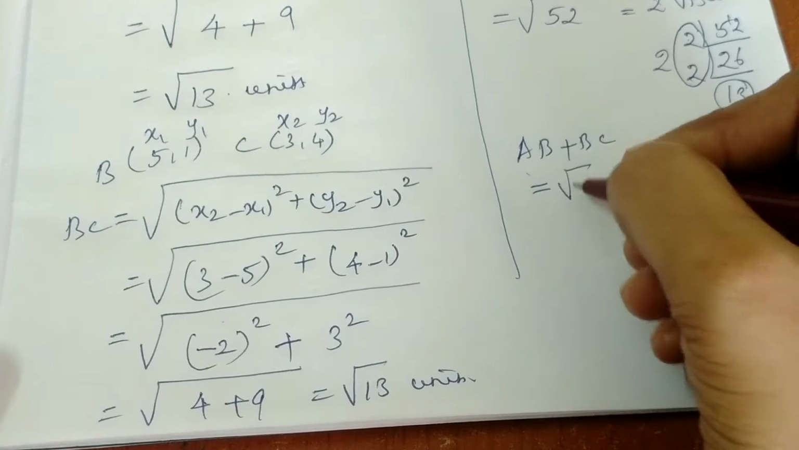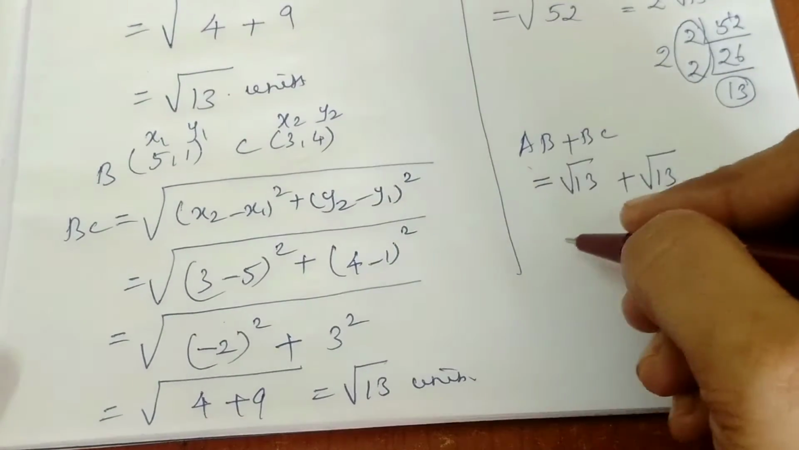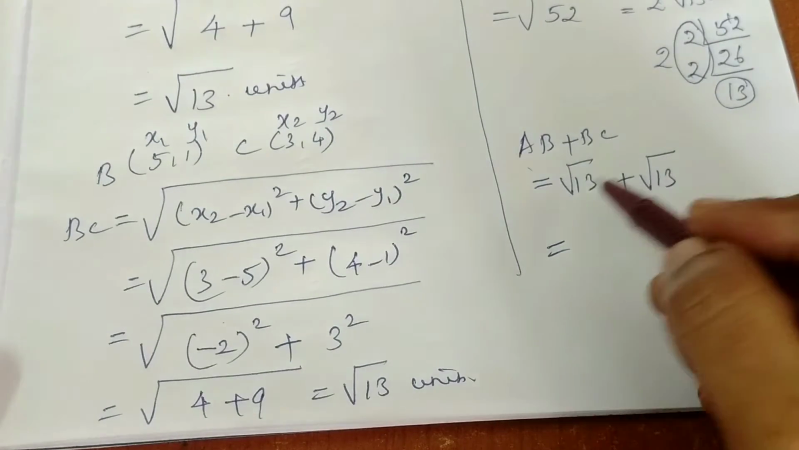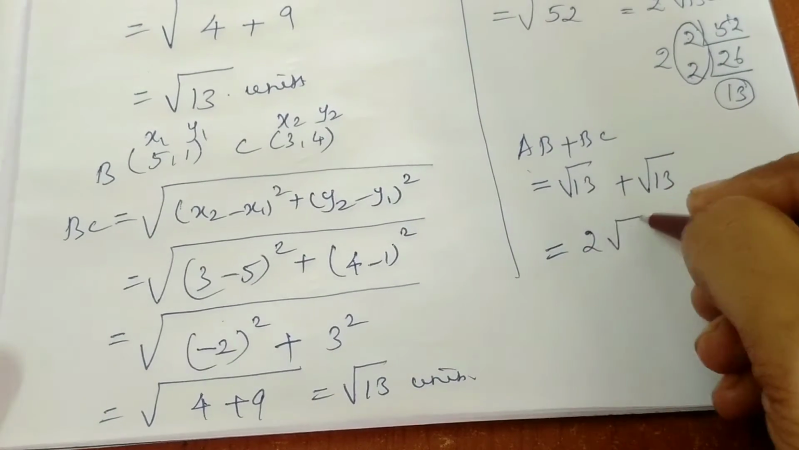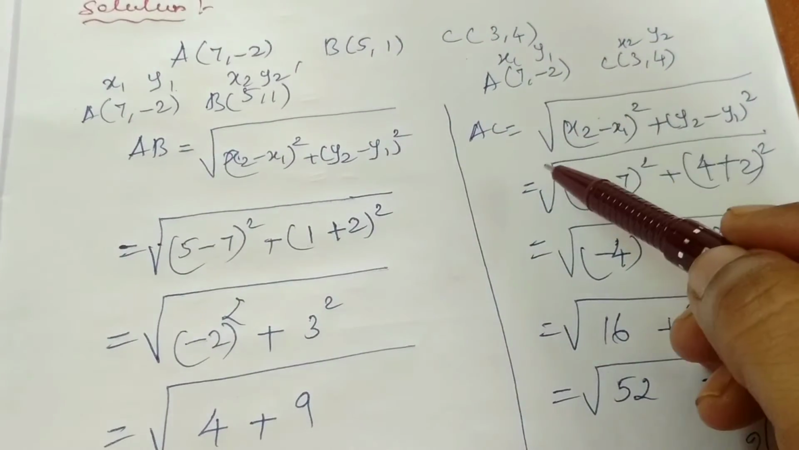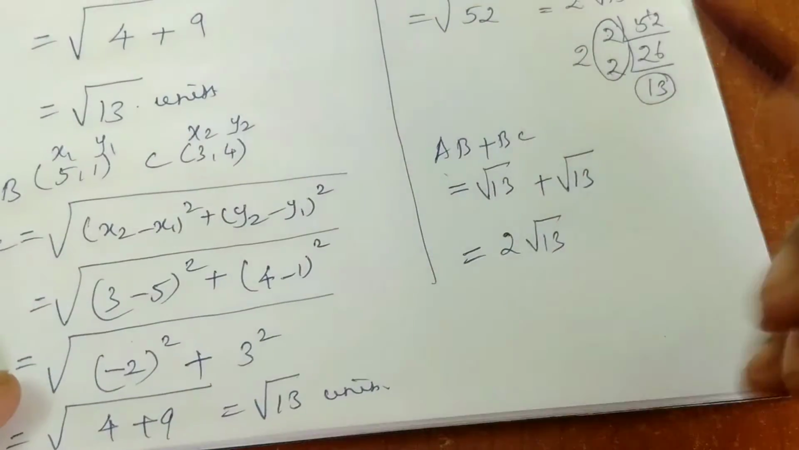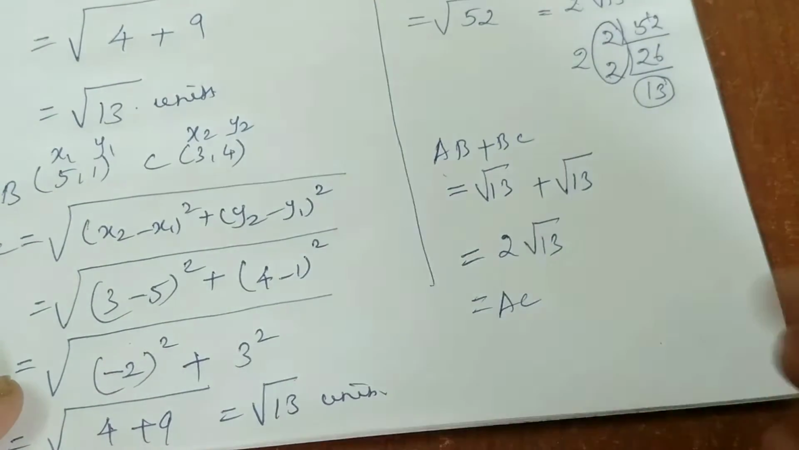Our AB distance is nothing but root 13. Our BC distance is nothing but again root 13. So if we add these two root 13, what will we get? 2 root 13. This 2 root 13 is the distance between A and C. Am I correct or not? So our AC distance is 2 root 13.